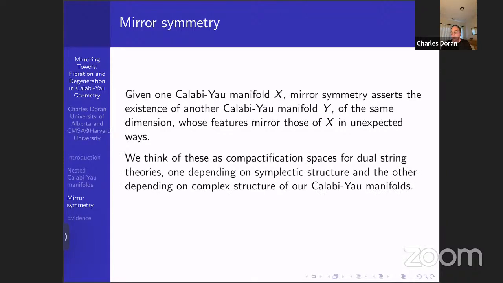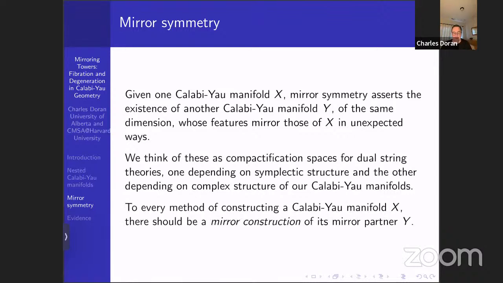Okay, so the physicists think of these as dual compactification spaces, compactification spaces for string theories, but for dual string theories. So specifically, it's type 2A and type 2B is the way they do it. And in one of them, you're focusing on the symplectic structure, in the other, the complex structure. But you have both structures on both sides, and their roles are supposed to switch.